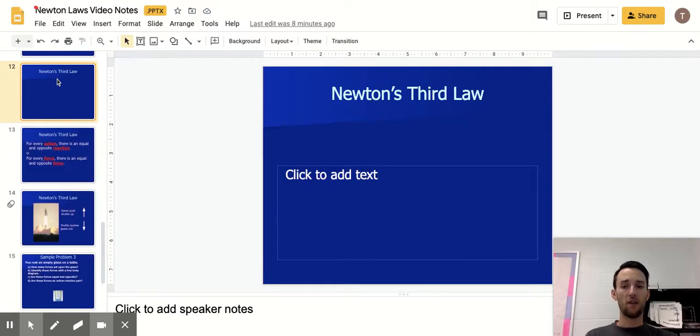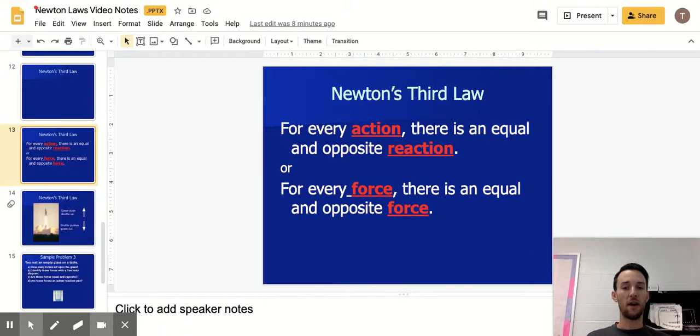So third law, this is one that makes a lot of sense in real life. For every action, there's an equal and opposite reaction. Or you can say for every force, there's an equal and opposite force. If I wanted to clap, I feel the force on both hands, right? Even though I'm applying force with this hand, it applies force back in an equal amount towards this hand, right?